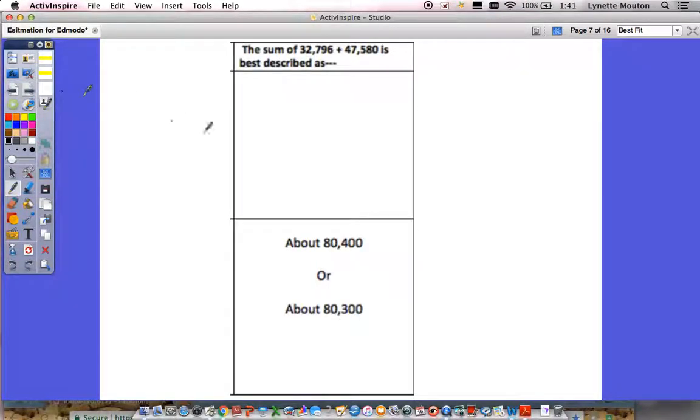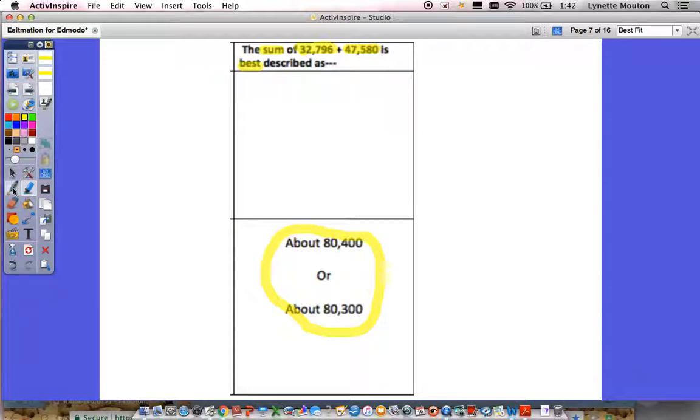Okay, on to the next problem. This is where it gets extremely tricky. They give you the question up here, and this is a Hampton City Schools document that they gave us in our teaching, because they know that we can see questions that look like this. And we want the sum of, sorry, it's so small, 32,796 and 47,580. And again, best described. And here are our answer choices.